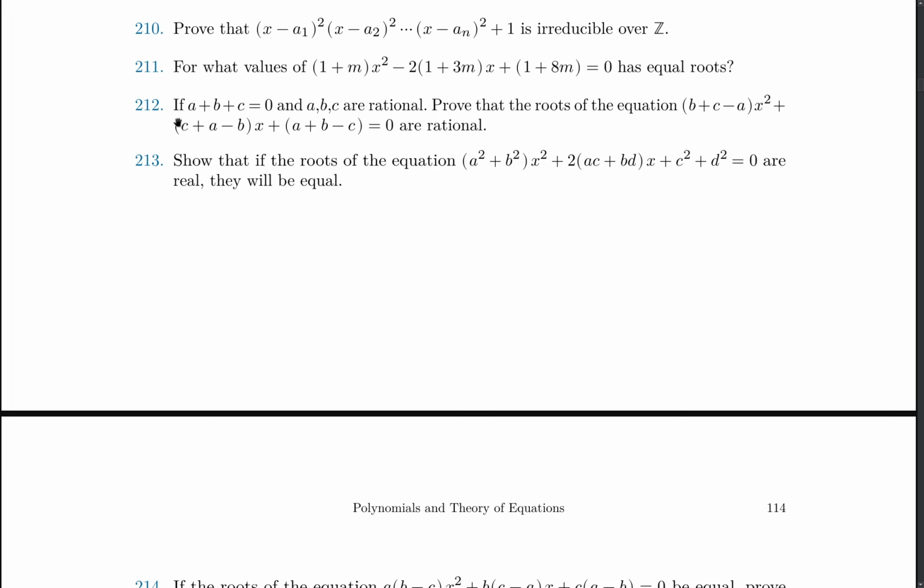Question 212 says that if a plus b plus c is equal to 0 and a, b, c are rational, prove that the roots of the equation (b plus c minus a)x square plus (c plus a minus b)x plus (a plus b minus c) is equal to 0 are rational.